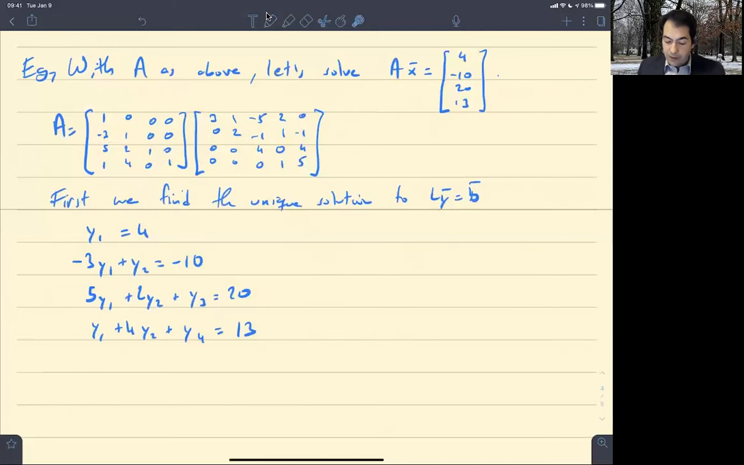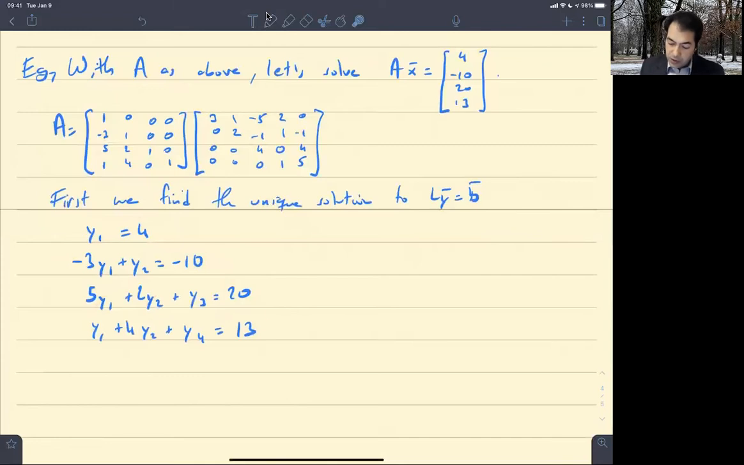Now, since you have ones on the diagonal, this equation tells me the value of y1. In this equation, I'll figure out y2 because I already know y1. In this equation, I'll figure out y3 because I already know y2 and y1.